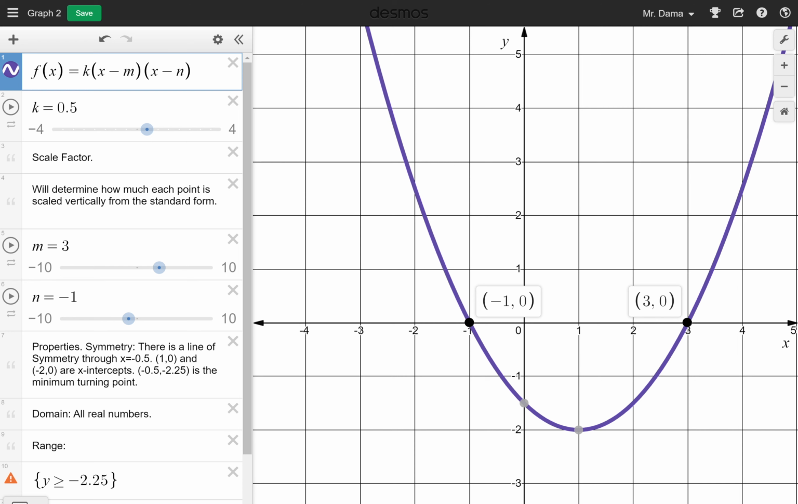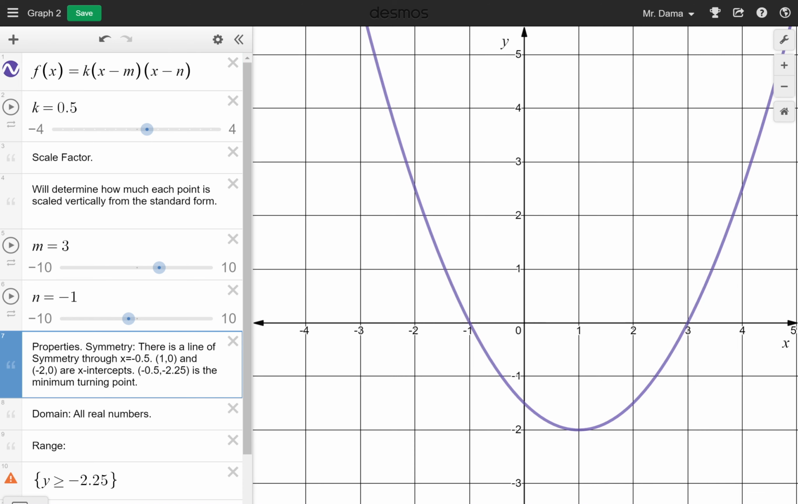So we've got the line of symmetry through 1. Yep, I like that. So I'll write that through x equals 1. Nice. What else do we have? All right, team. Kind of want more of you to write stuff in here. What are the x-intercepts?